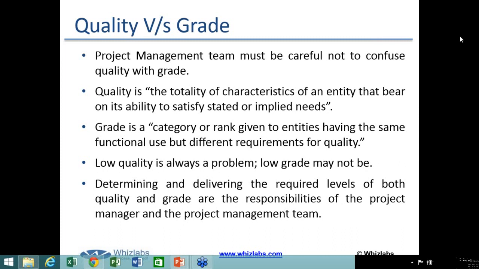A good quality product but of a low grade is acceptable. But a high grade product that is low in quality is not acceptable.